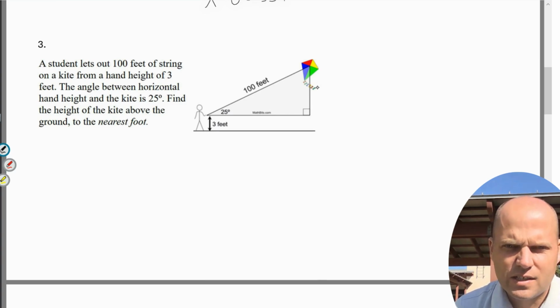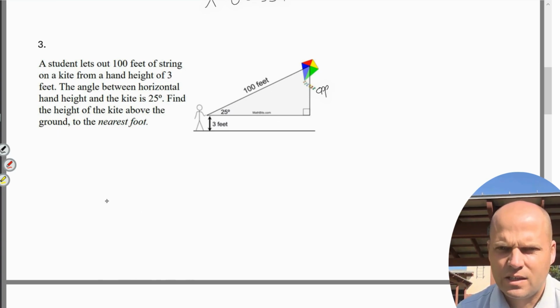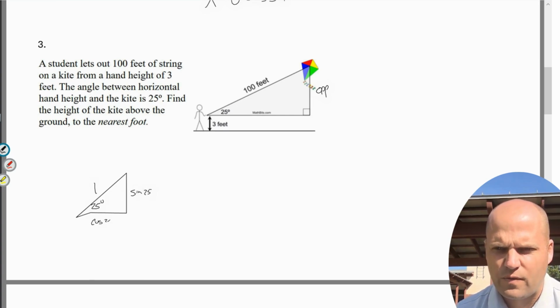Find the height of the kite. This height of the kite is the opposite. We are going to have to add 3 to this opposite length to get the full height. Small triangle, 25 degrees. This is the sine of 25. This would be 1. This is the cosine of 25.